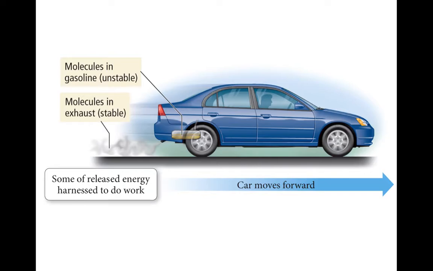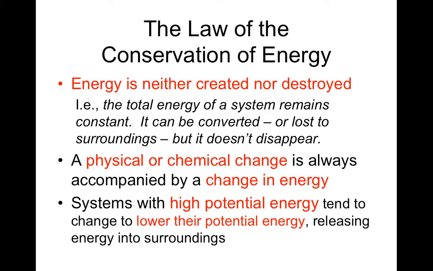Okay, and so finally, I want to sum this up with a law that has been identified with respect to energy, and that's the law of the conservation of energy. It's defined in the following way. Energy is neither created nor destroyed. That's it. All right, so the law of the conservation of energy says that energy is neither created nor destroyed. That's what conservation means. So another way to say this is the total energy of a system remains constant. It can be converted or lost to its surroundings, but it does not disappear. Energy does not disappear. It's never created, nor is it destroyed.